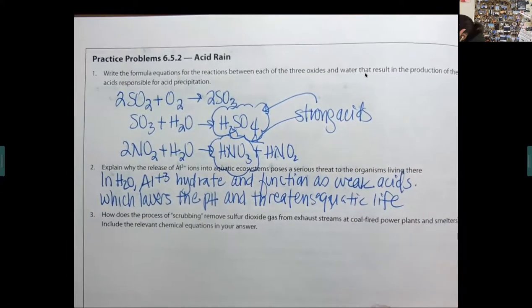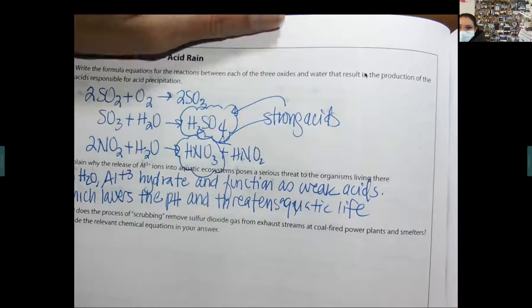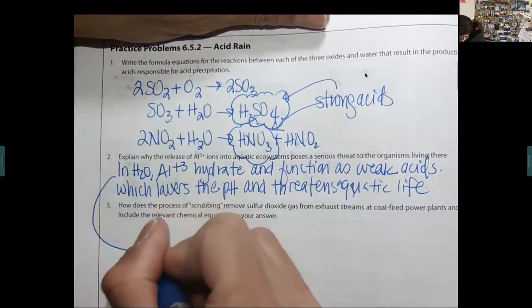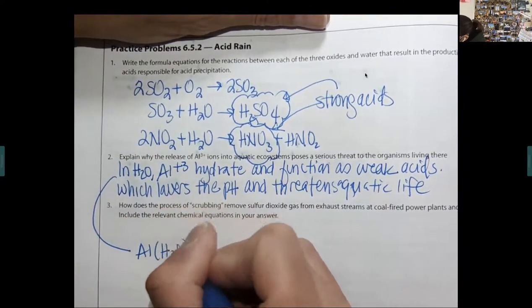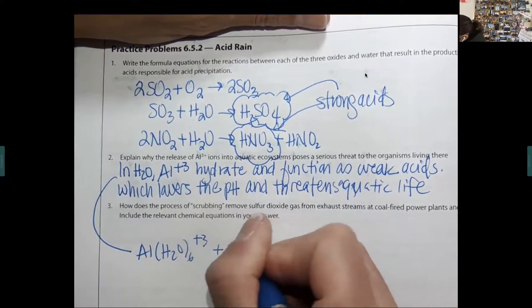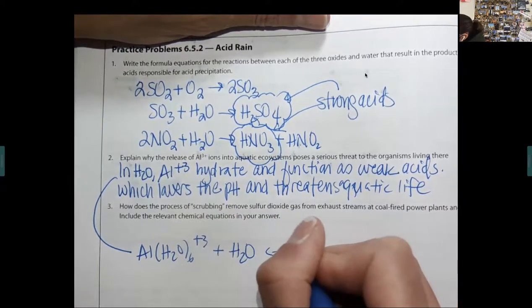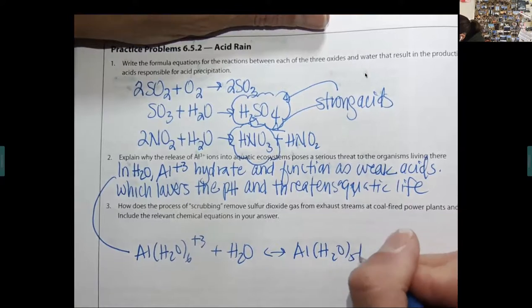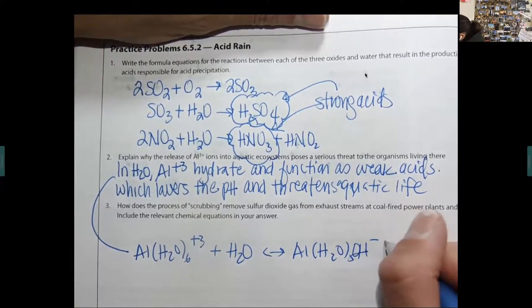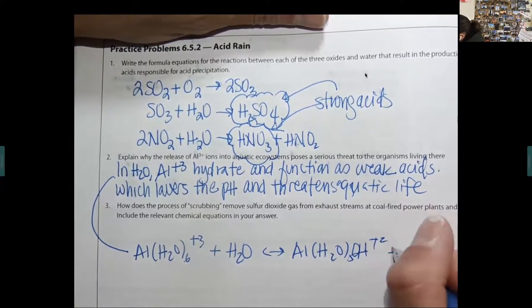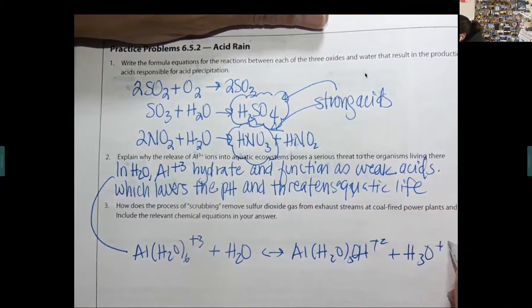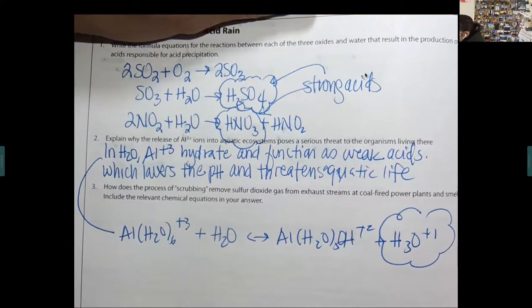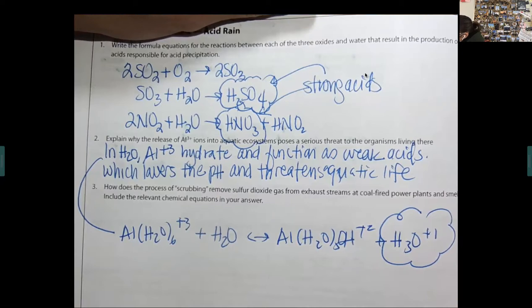Okay, this reaction is actually going to look like this. Here is your aluminum surrounded by water molecules. And here are your hydronium ions being released, which is going to affect the pH.